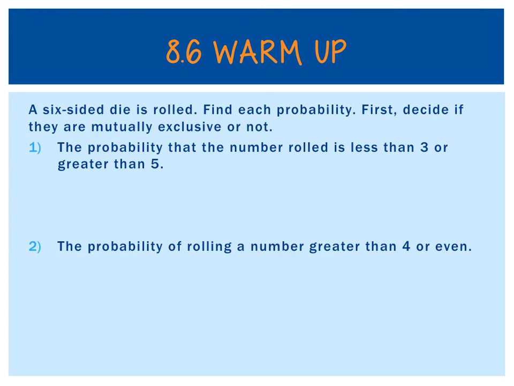6-sided dice rolled. Find each probability. First decide if they are mutually exclusive or not. So would the events of rolling a die the first time and then rolling a die the second time be, well, actually, never mind. That's independent, dependent. We'll talk about that later.